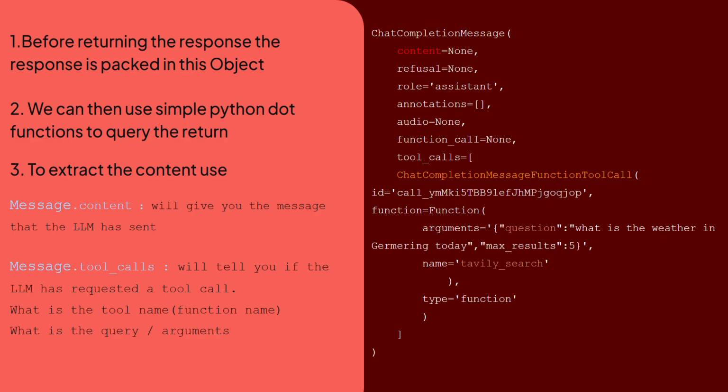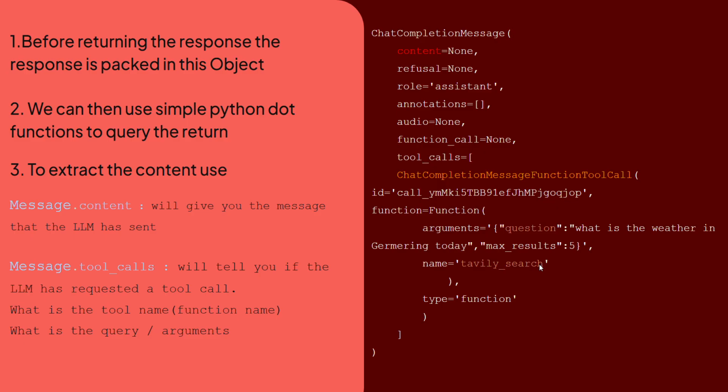Whenever you have to extract this information, you can do message dot tool calls dot arguments, and in the index you can check for question and you will get: what is the weather in Germering today. So using simple Python dot notation you can extract the information out of it. Okay, so how did the LLM know that the argument name is question, and how did it know that the function name is Tavily search?